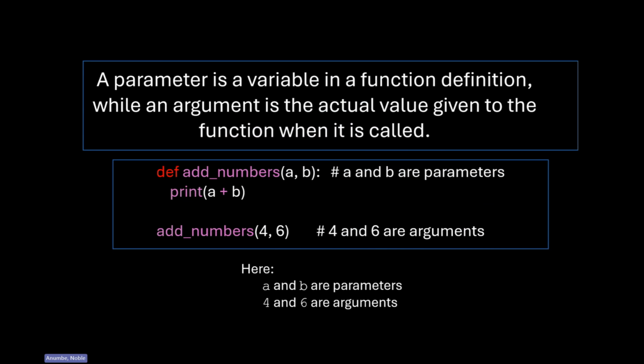Which brings me to this. A parameter is a variable within a function definition, while an argument is the actual value given to the function when it is called. That's very important. So here is an example.